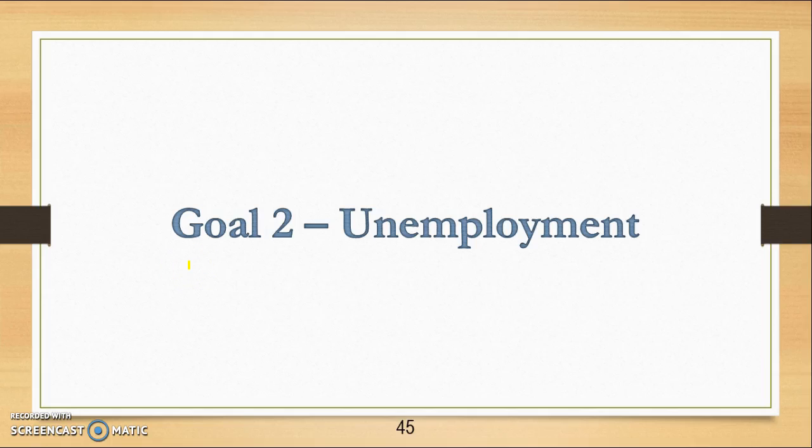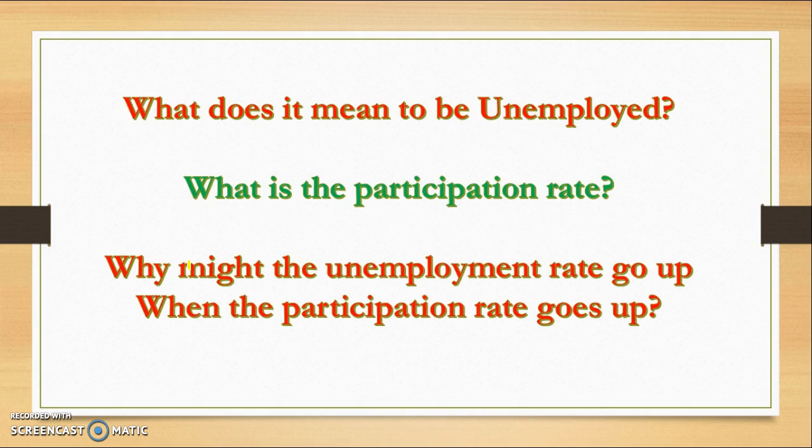Okay, one of the other key goals of the economy is to keep unemployment down. So generally the federal government will aim for unemployment of below 5%. That means that less than 5% of people that are looking for a job can't find employment. So what we're going to look at in this video is what it means to be unemployed, what the participation rate is, and some of the key other figures you need to be aware of for your test.